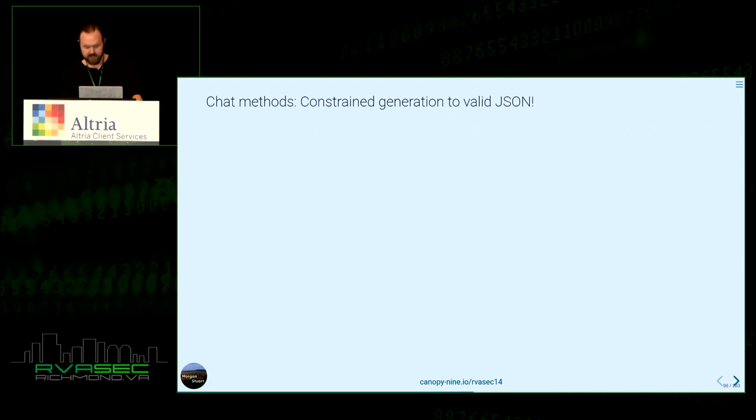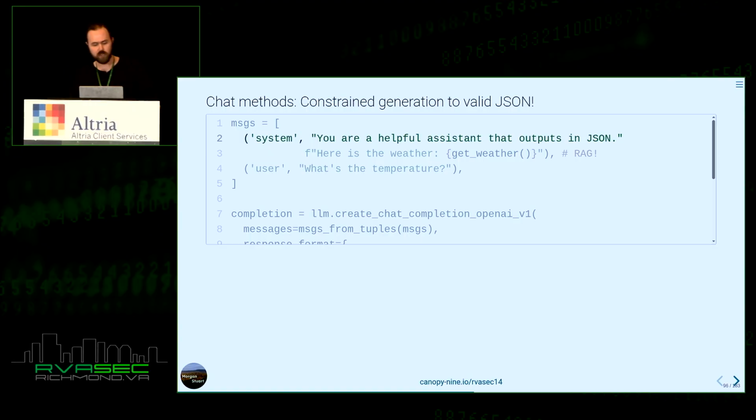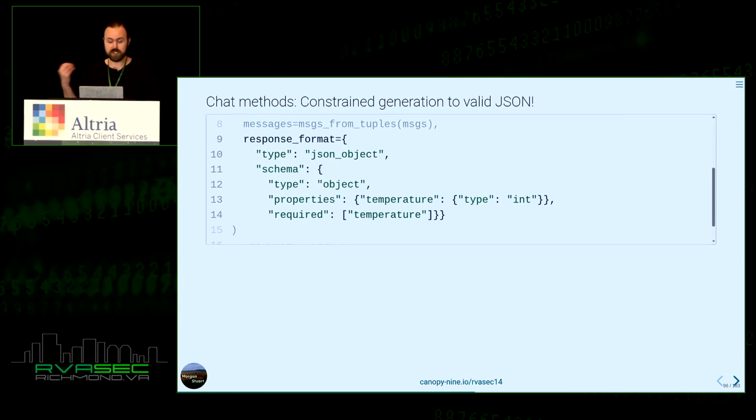So let's see what we can do with this model and this engine, and see if we can constrain its generation to valid JSON. So we'll prompt it again, a system message: You are a helpful assistant that outputs in JSON. And we're going to give it some weather. And then we're going to ask, what's the temperature? And what's new here is we're going to tell the interface that we want this to be in JSON, and we're going to provide a schema with the key being temperature and the value being an integer. And we almost get it. The temperature was supposed to be an integer.